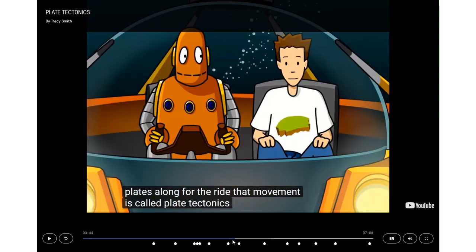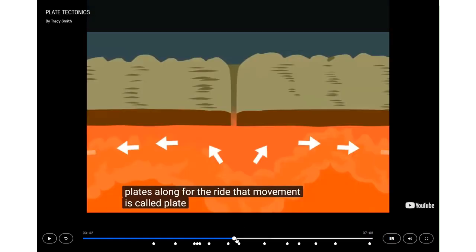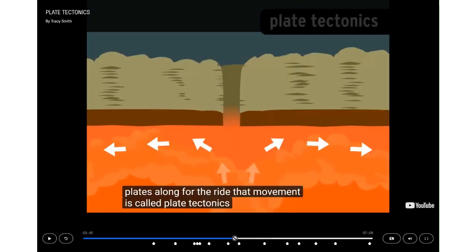So that's our big word. Let me rewind a little bit. Plate tectonics, right? This idea that our plates are actually in motion because of the convection currents in the mantle underneath that crust, underneath the lithosphere.